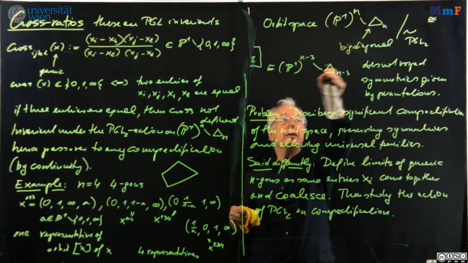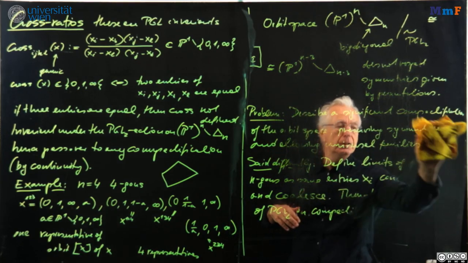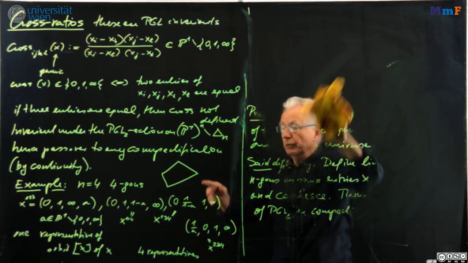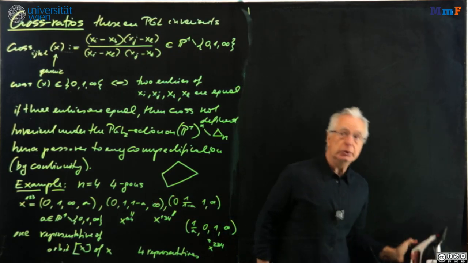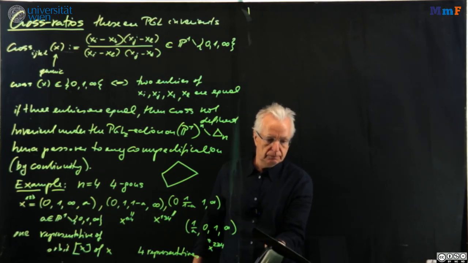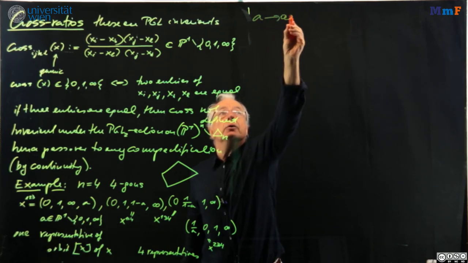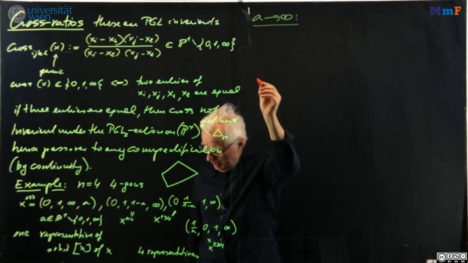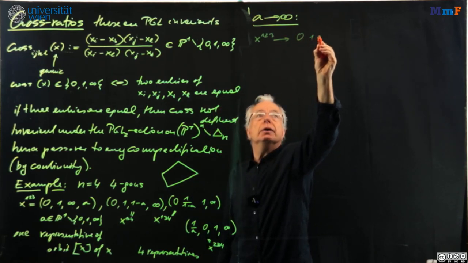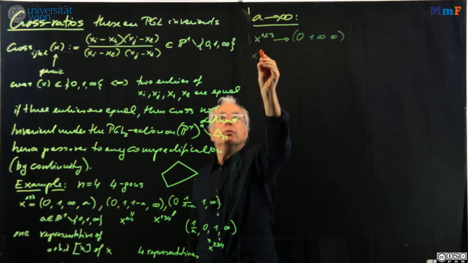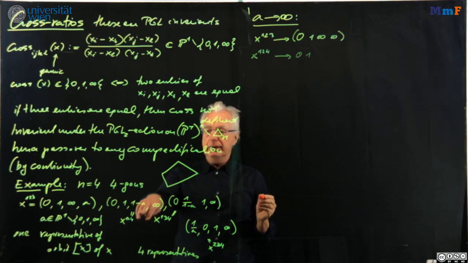Okay. So now let us check what's going on if we pass to the limit. We let A go to one of the points 0, 1, or infinity. And for this lecture, let us just take A going to infinity. So let me write this down. A going to infinity, what happens? We get x^{1,2,3} will go to 0, 1, infinity, infinity. x^{1,2,4} will go to 0, 1, infinity. Now, 1 minus infinity is also infinity.